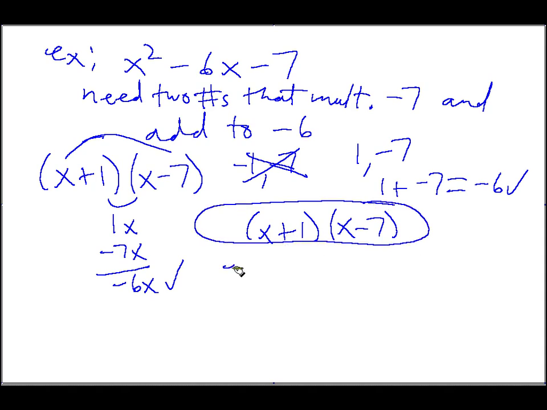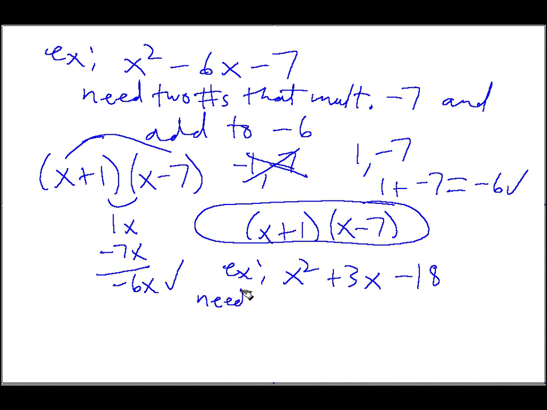Okay, as our solution. Let's try another one. Let's go ahead and factor this one: x squared plus 3x minus 18. All right, x squared plus 3x minus 18. So what do I need here?